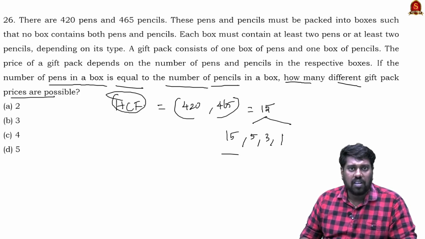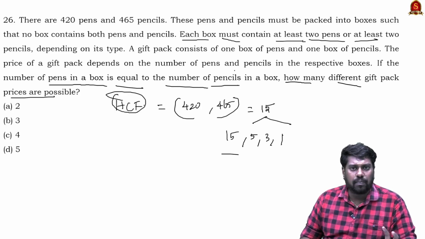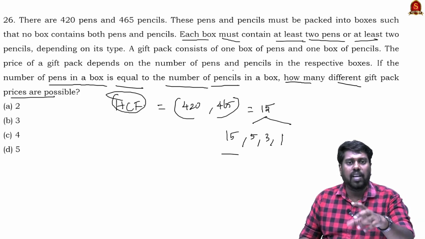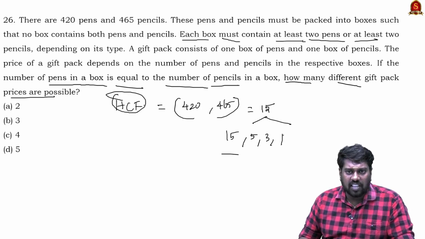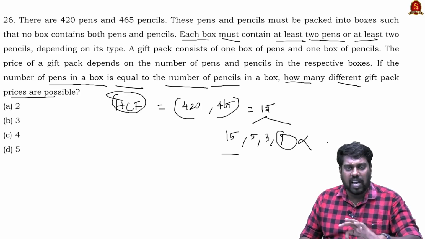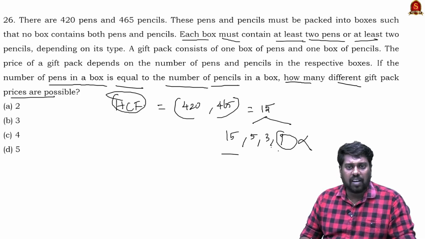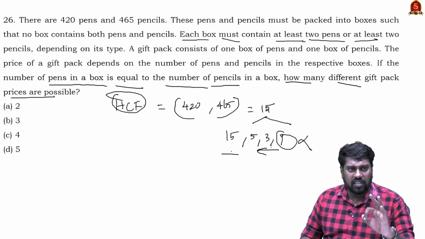That is not the only case. If you read the second line of the question, each box must contain at least 2 pens or at least 2 pencils. So when you are having a gift box, at least means what? Starting from 2, it can go up to any value, but minimum there should be 2. So can you have 1 as a possibility? Definitely no. So you will have answers with values more than 2. So how many values are more than 2 here? 3, 5 and 15. Only 3 values are possible.